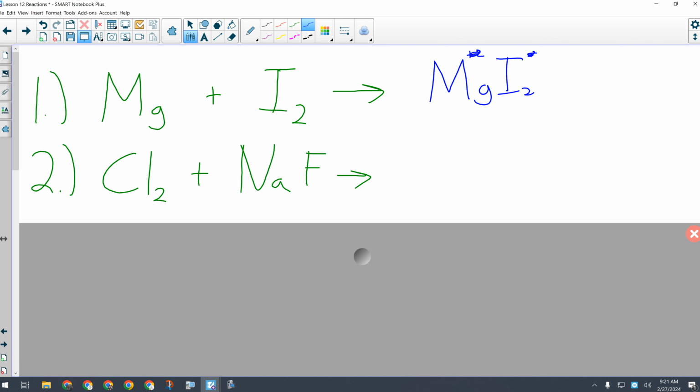All right, second one. I have an element reacting with an ionic compound. What reaction type is that? Single replacement. According to the pattern for a single replacement, the element that's by itself replaces the part of the ionic compound that it is like. Since chlorine is a non-metal, that means it's going to replace the non-metal in this ionic compound, which is fluorine. So that means that on this side, fluorine is going to wind up alone, and sodium is going to end up with chlorine.